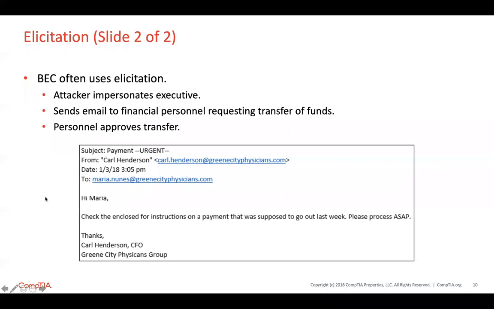BEC often uses elicitation. The attacker impersonates an executive and sends an email to financial personnel requesting a transfer of funds. Personnel approves the transfer. You see this stuff all the time.